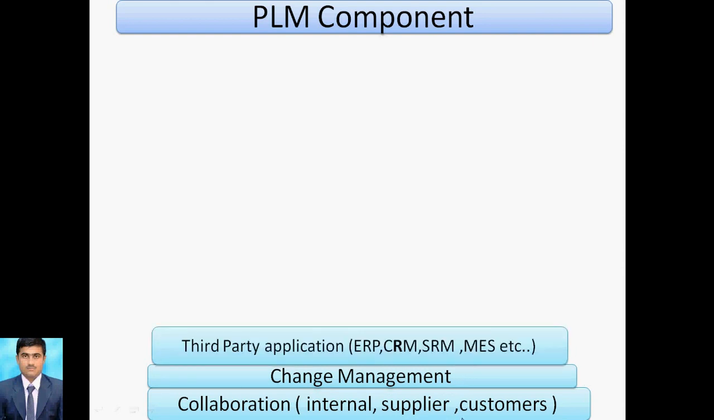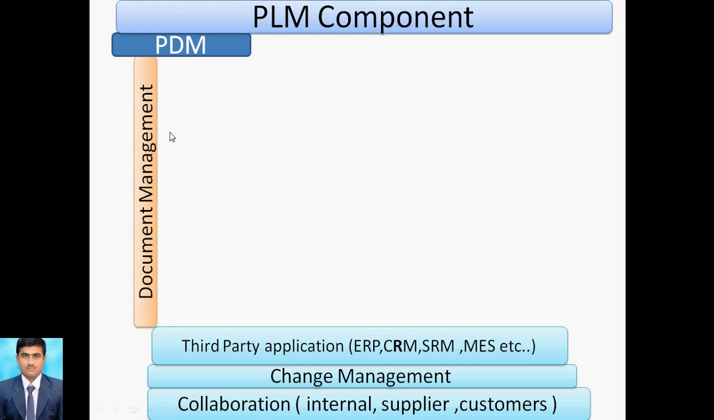Then next, the third party applications, that is ERP, enterprise resource planning; CRM, customer relation management; SRM, supplier relation management; then MES, that is manufacturing execution system. So these are the applications implemented for the PLC, or can say PLM. PLC means product lifecycle management. This will help to improve the different technologies, and with the help of that we can improve the PDM, that is product data management.